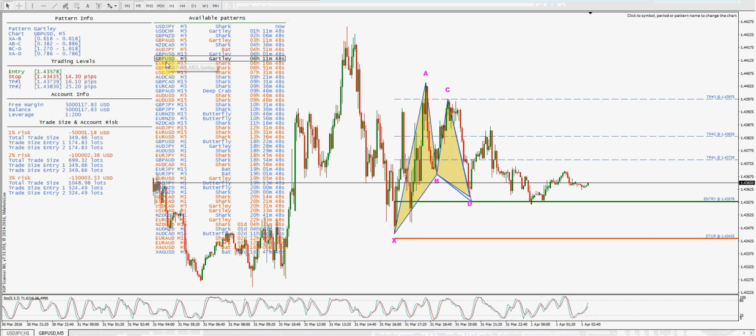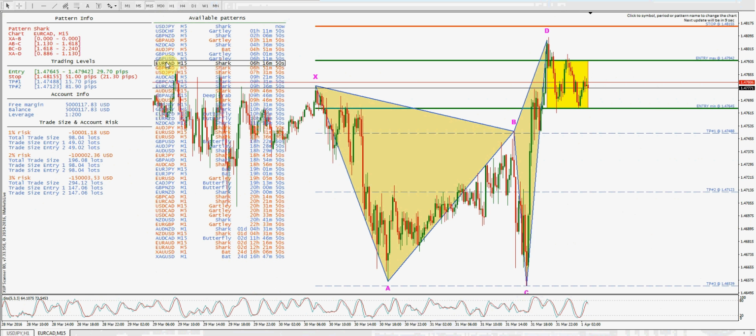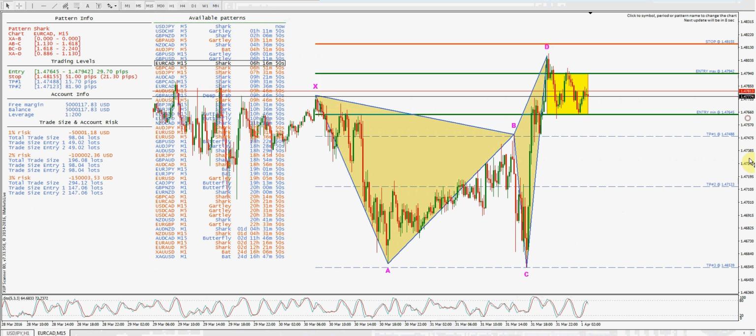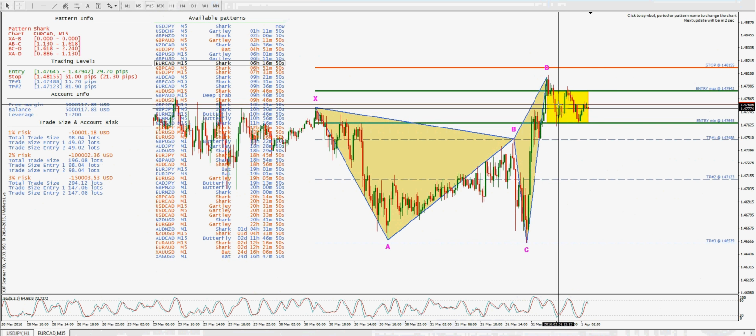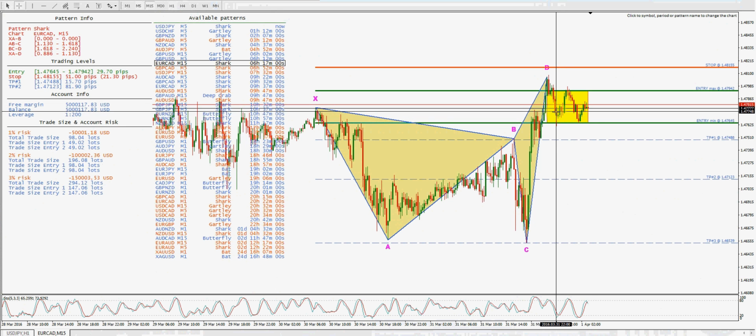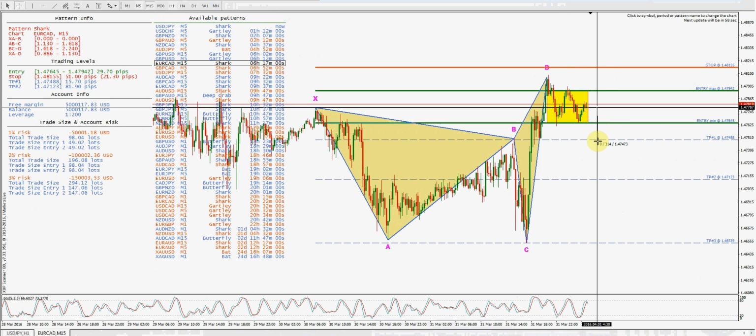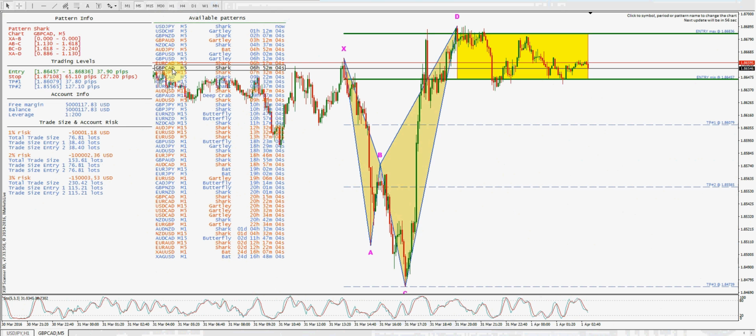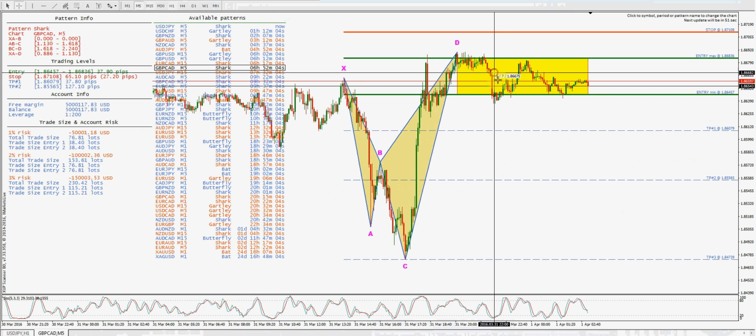All right, this is a EuroCAD 15-minute chart. Anywhere in here is our entry point, and we're expecting the market to drop. GBP CAD, same thing. Anywhere in between here is an entry point, and we're expecting it to drop. Let's see USD CAD.